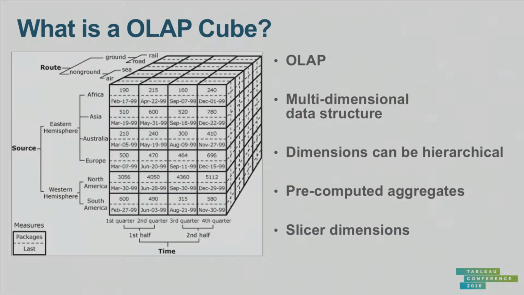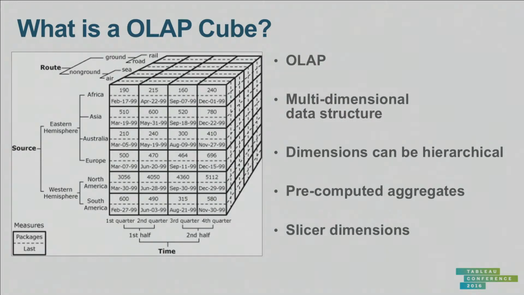And they're also built on a multi-dimensional data structure. That means that, as we see in our nice little picture here, we have different dimensions like source, route, and time, and then they gradually descend into hierarchies that get more granular.